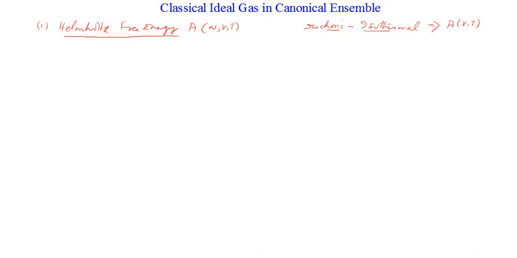Now instead of this, if our system was isobaric, that is, pressure constant and temperature constant, then instead of depending on Helmholtz free energy, we should depend on the Gibbs free energy G. So G is the proper function to handle isobaric isothermal processes or systems.